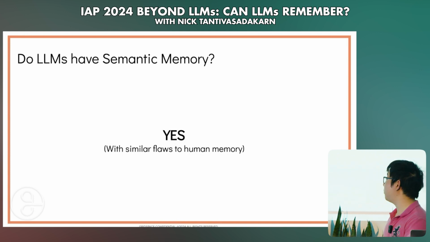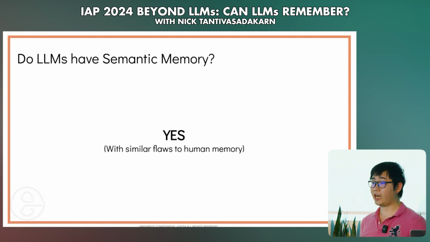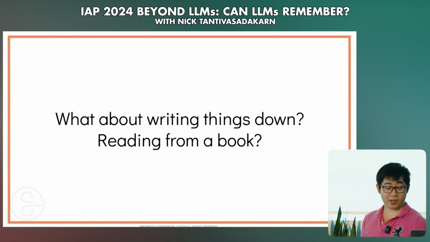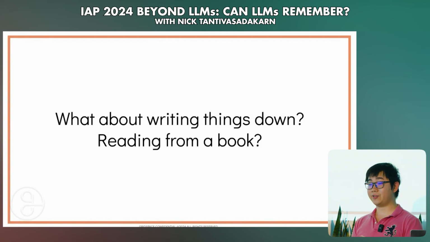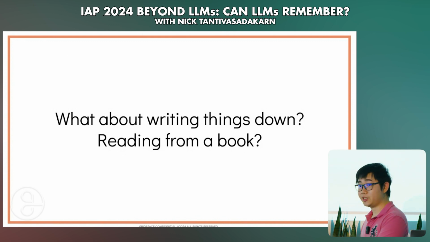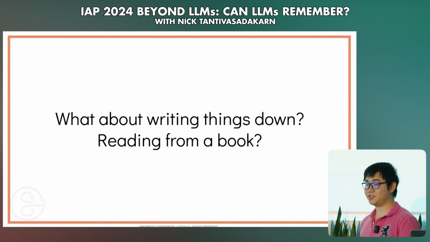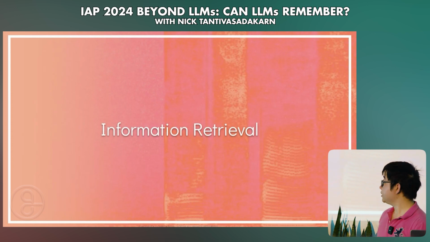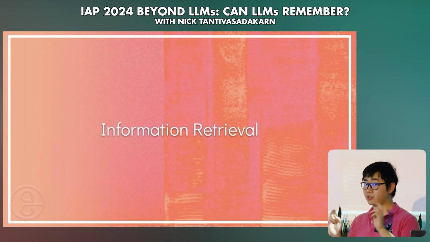Now, on to the next part. This is going to be more on how we address it in the classical way, as in pre-LLM style things. One of the big questions you might have is: okay, if our memory is flawed, what about writing things down or reading from a book, things that don't really change and don't affect the outcome? So this goes into the last part, which is on information retrieval, the classic way.